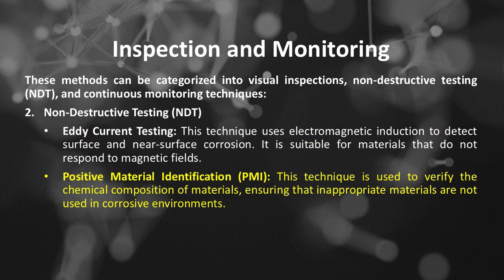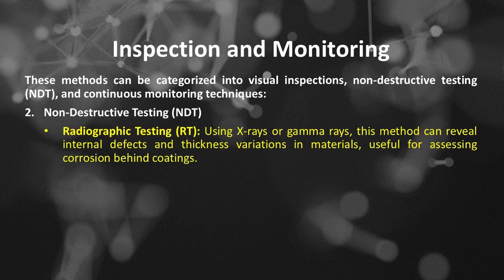Positive material identification, or PMI. This technique is used to verify the chemical composition of materials, ensuring that inappropriate materials are not used in corrosive environments. Radiographic testing, or RT, using X-rays or gamma rays. This method can reveal internal defects and thickness variations in materials, useful for assessing corrosion behind coatings.